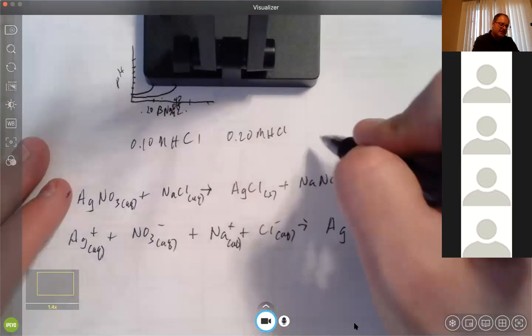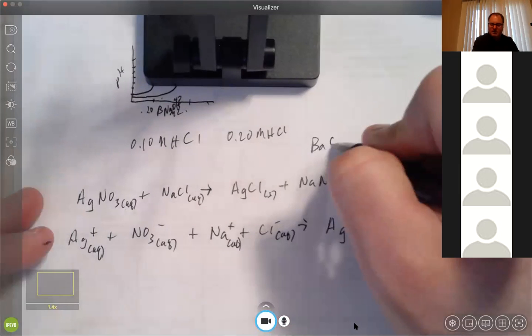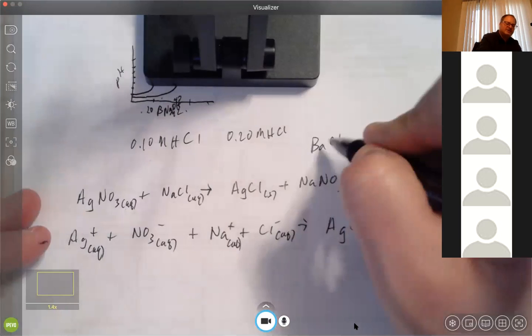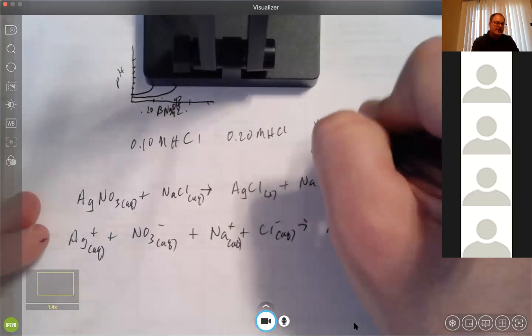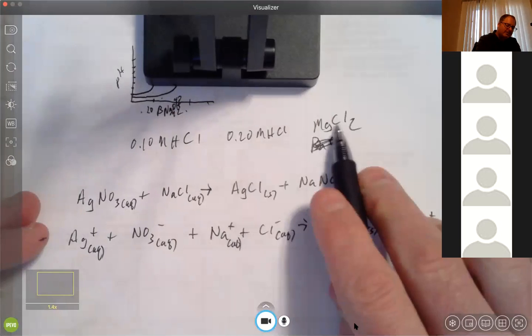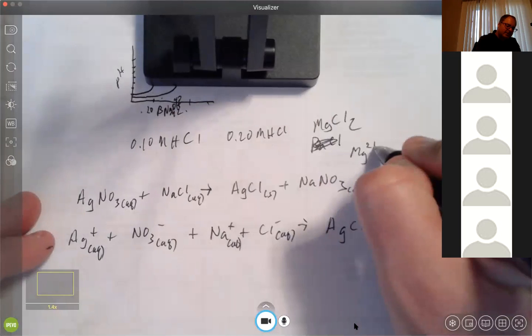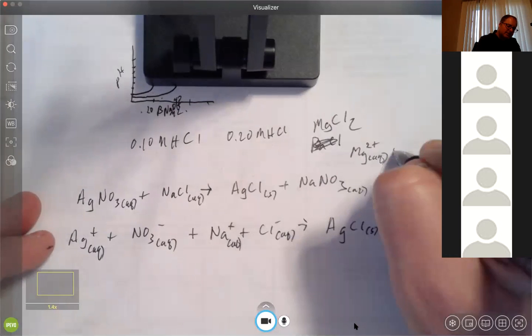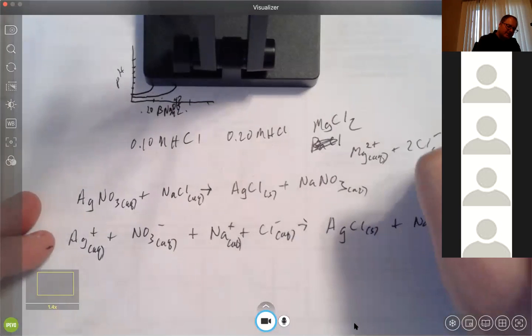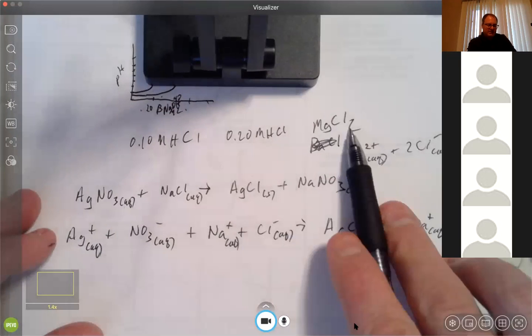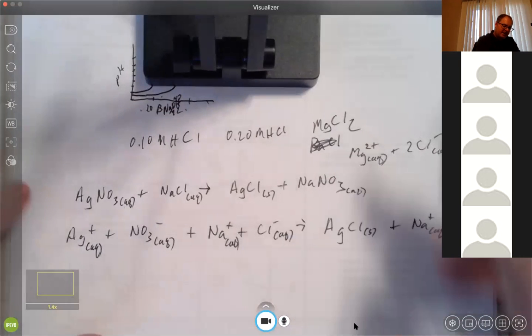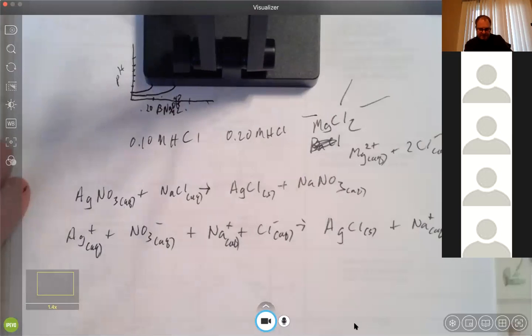For example, let's take barium chloride. Let's take magnesium chloride. And you said 2Cl. That means I would have 1 magnesium 2 plus aqueous and 2 Cl negative aqueous, because they are dissociated. That means that everything has been pulled apart if they are readily soluble.